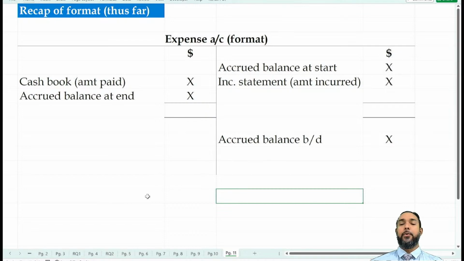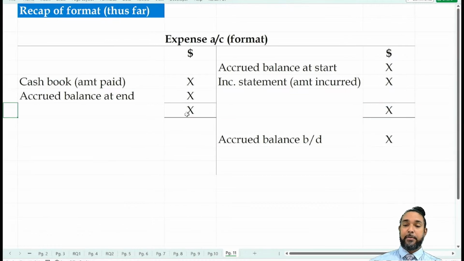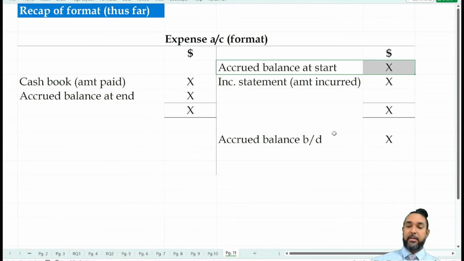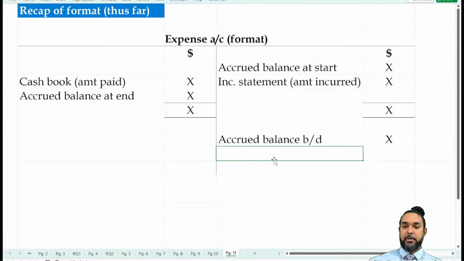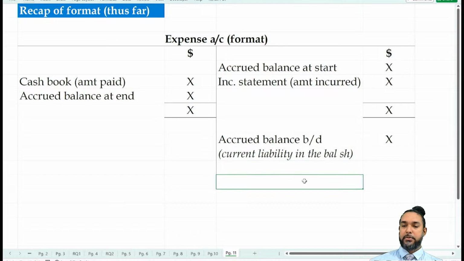All right. Now, an amount accrued is an amount left outstanding or unpaid at the end of a period. And like we said, it's classified as a current liability in the balance sheet.